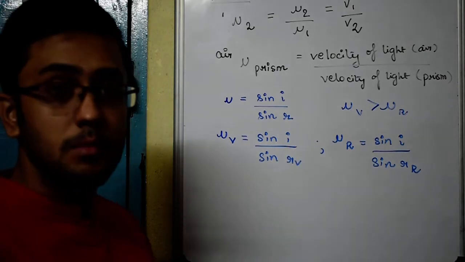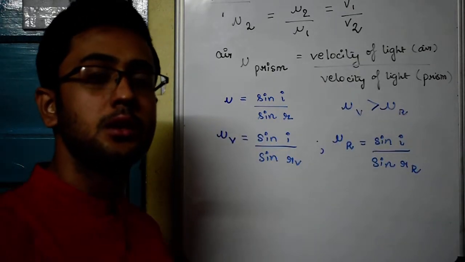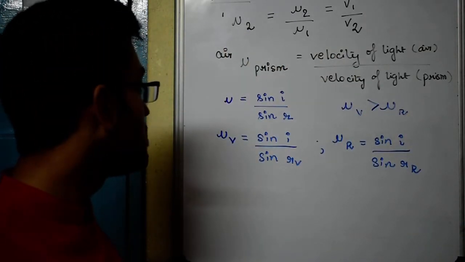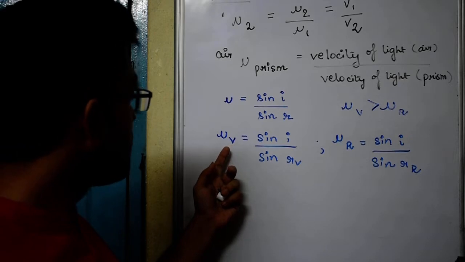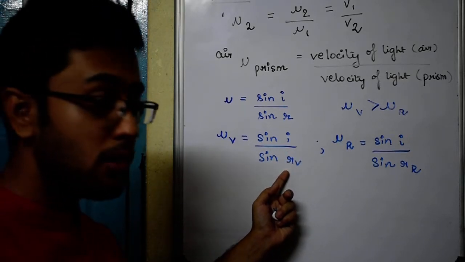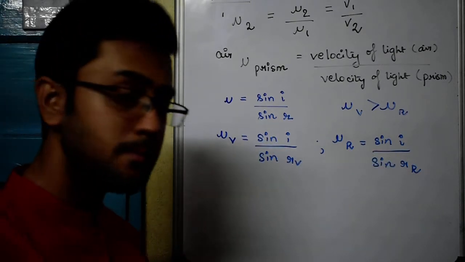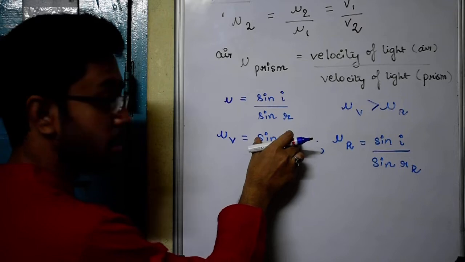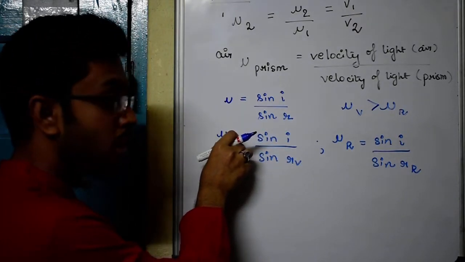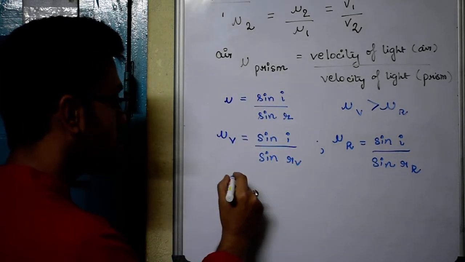I remains the same because when the light is incident, it is incident in the form of white light. So all the light is incident on the first surface at the same value. So we see, since mu v is greater than mu r, sine of r for violet should be smaller than sine of r for red. This quantity sin i is constant, mu v is a bigger quantity. So to get a bigger quantity, you need a smaller denominator.